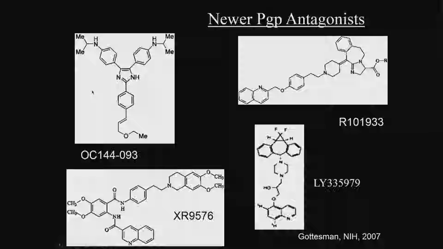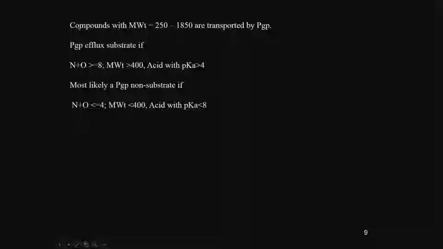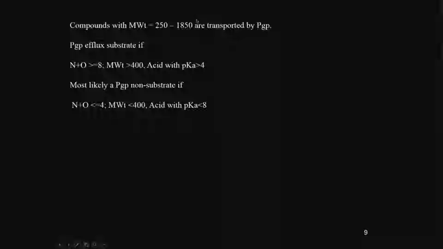So there are a lot of PGB antagonists that are currently either in clinical trials or about to enter the market. These are some structures, as you can see, and these are new PGB antagonists. Okay. So how do I design molecules if I want to avoid this PGB? Compounds with molecular weight 250 to 1850 are transported. Most of the drugs, as you know, fall into this. So if you have N plus O greater than or equal to 8 and molecular weight greater than 400, or an acid with pKa greater than 4, then they can become a PGB efflux substrate.